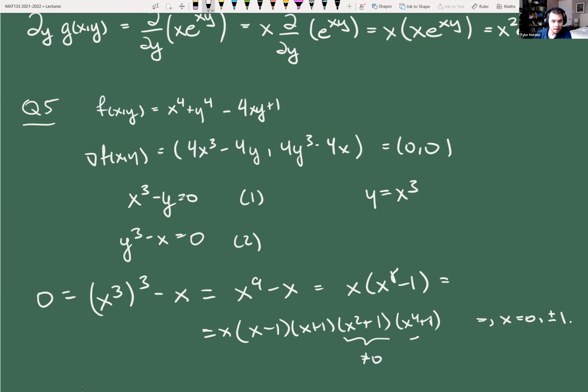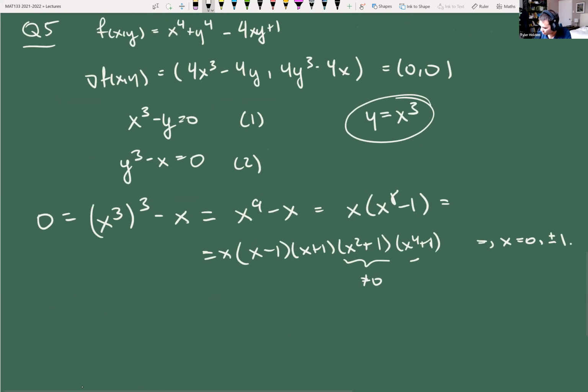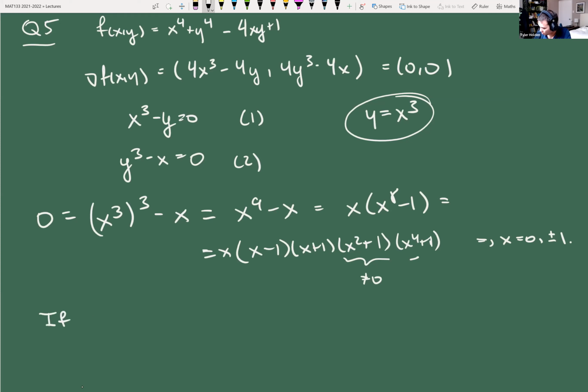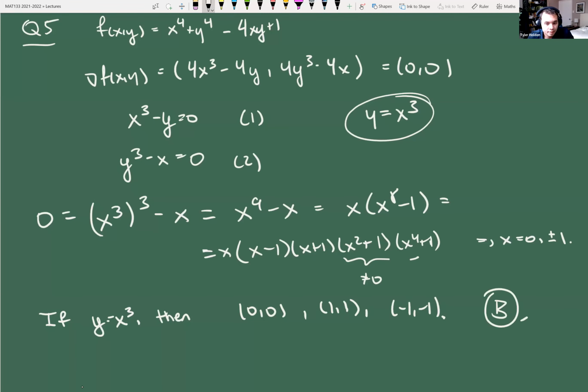And then if we use this equation again, y is equal to x cubed, then if y equals x cubed, we get these solutions. So we get 0, 0, 1, 1, and negative 1, negative 1, right? And that was B. So that's how we sort that out. Okay. Any questions about that?